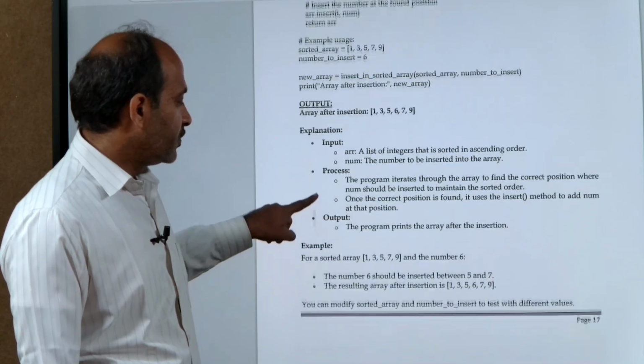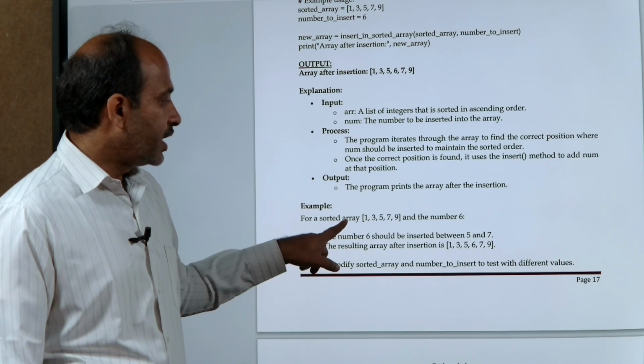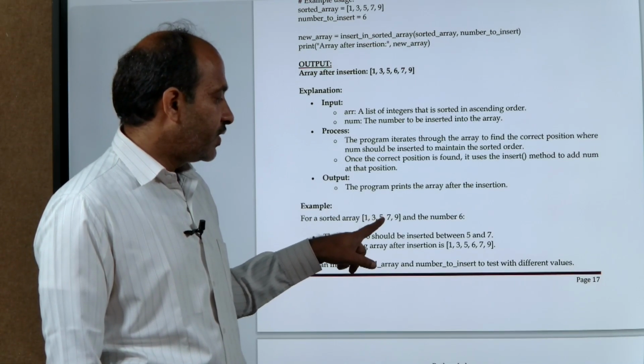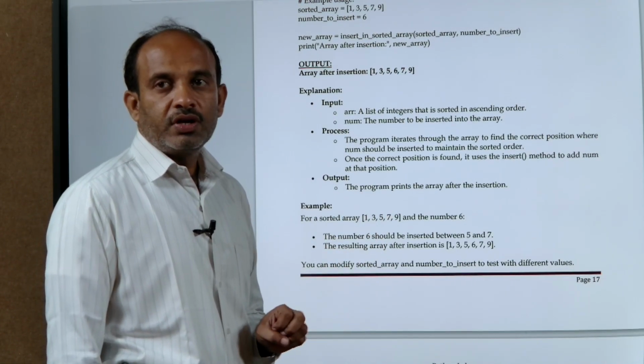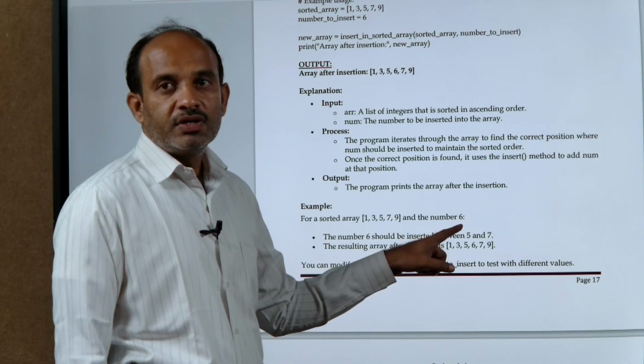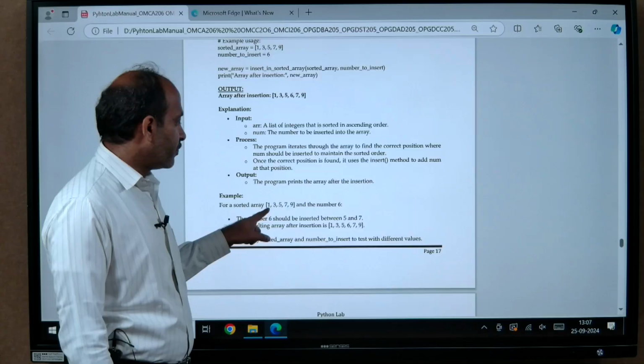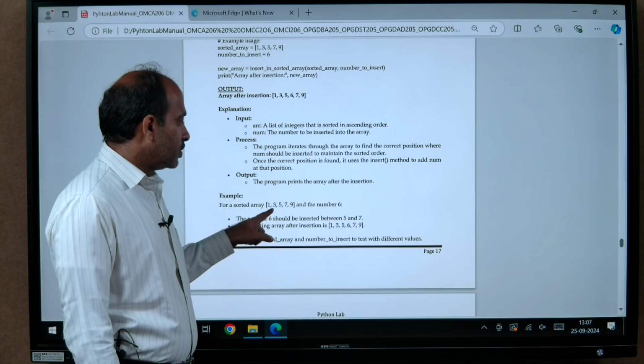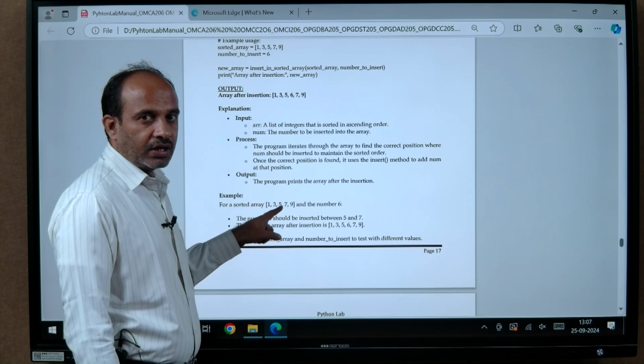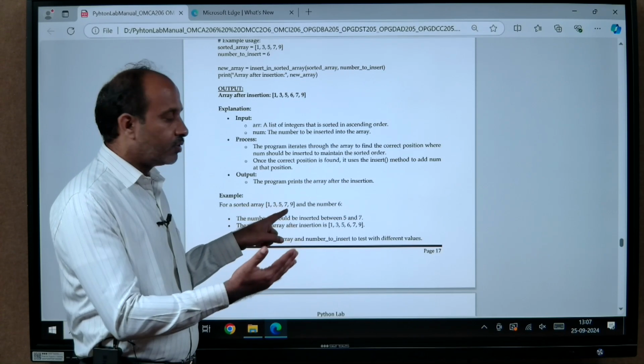First we will see an example. Take the sorted array 1, 3, 5, 7, 9. Which number do we want to insert? I want to insert the number 6. What happens? First it will check 1. Then it will check 3. Again 6 is greater. Again it will go to 5.